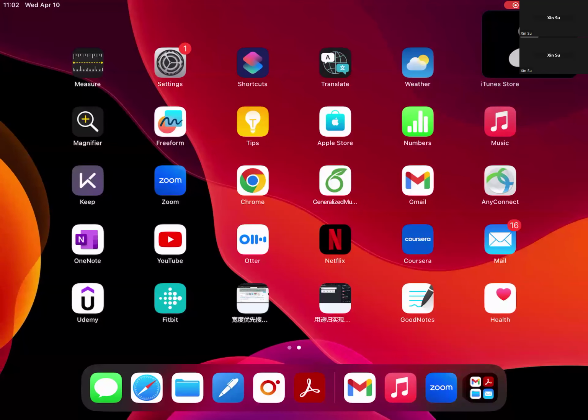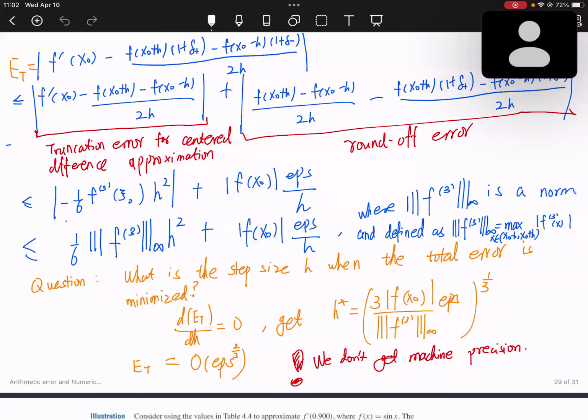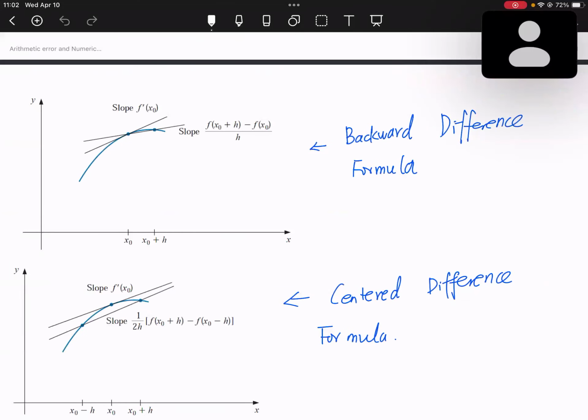First, sharing the screen here. Let's get an intuitive look at the backward difference, center difference, and forward difference. Just take a look at the picture here. Okay, this picture explains a lot of things.